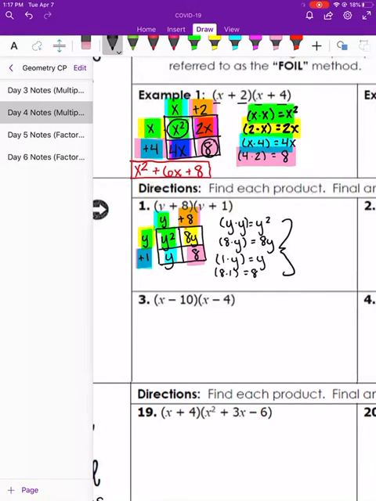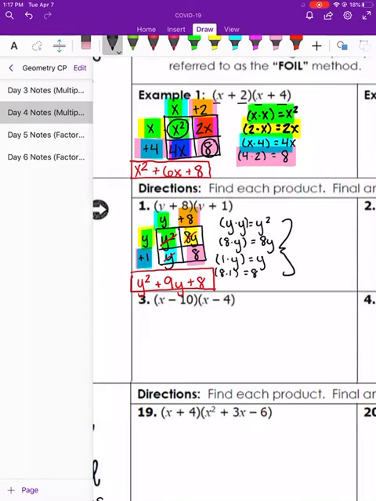So now I'm going to go through and combine my like terms. I see I only have one y squared term. Then I see that I have an 8y and a 1y. So 8y plus 1y is 9y. And then the very last thing I have is this positive 8, and it combines with nothing else. So that is your final answer.